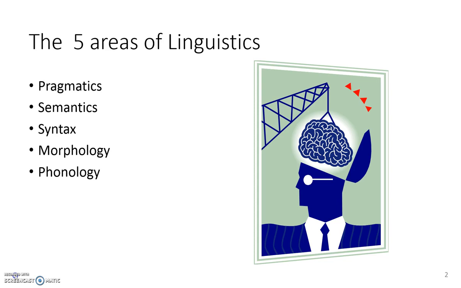Syntax looks at the structure of sentences. What words go where? What words come before other words? How can they be used? Morphology looks at the individual parts of words. And remember here, by words, I also mean signs.